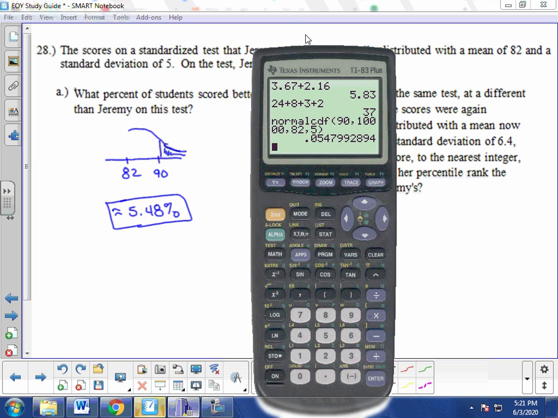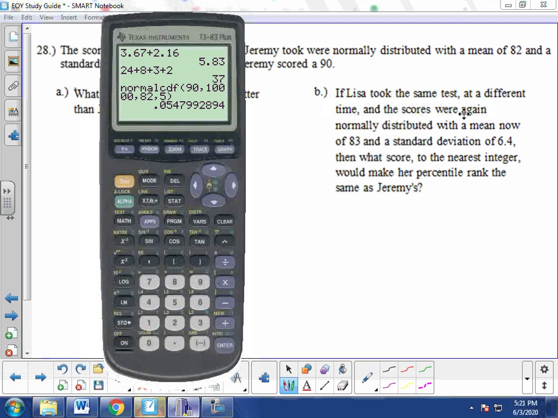If Lisa took the same test at a different time, and the scores were again normally distributed, but now with a different mean, 83, and a standard deviation of 6.4, then what score to the nearest integer would make her percentile rank the same as Jeremy's? So we need to figure out the percentile that Lisa is going to be in here.